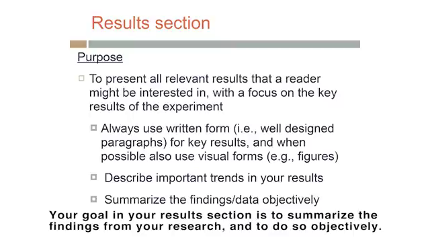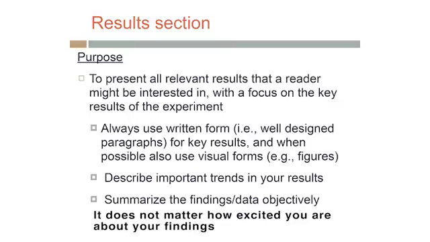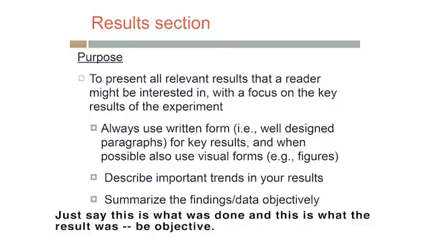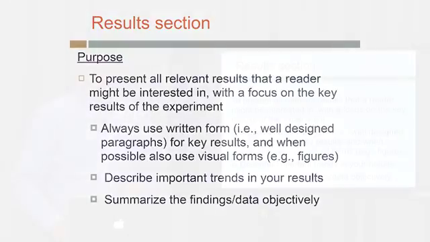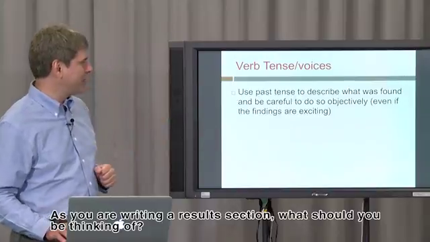So your goal in your results section is to summarize the findings from your research and to do so objectively. Now that's really, really important. It's supposed to be objective. So it doesn't matter how excited you are about your findings or how sad you are because all the answers were wrong. That doesn't matter. Be objective. Just say, this is what was done and this is what the result was. Be objective. Now, as you're writing your results section, what should you be thinking of?